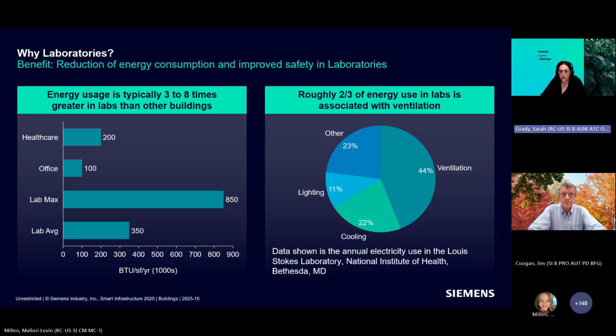If you look at the pie chart over on the left, as an example laboratory, you can see that 44% of the energy is associated with ventilation, and an additional 22% is associated with cooling. Since these numbers are all driven by the high air change rates, if an older laboratory has around 12 air change rates and we're able to reduce it down to an average of 6 air change rates, we're saving approximately 50% of the energy associated with ventilation and cooling, which equates to 33% of the entire building's energy use. Next slide.